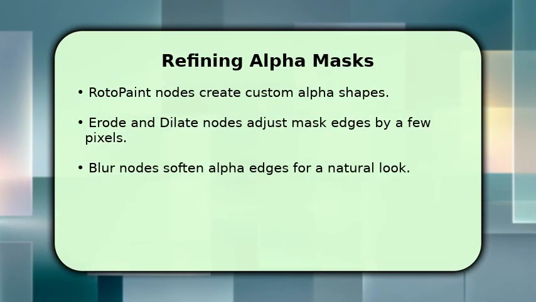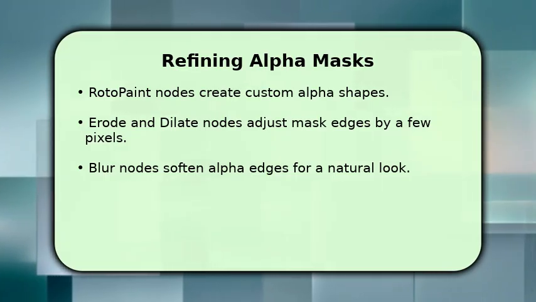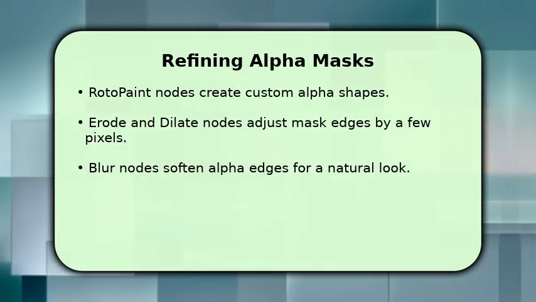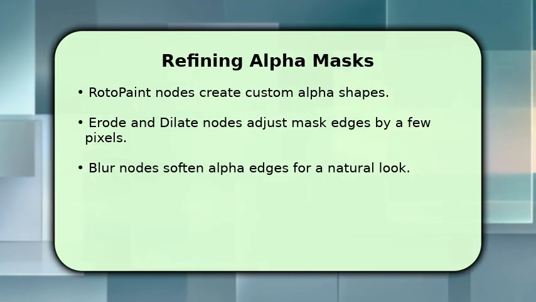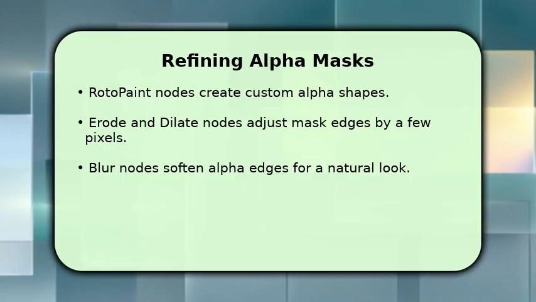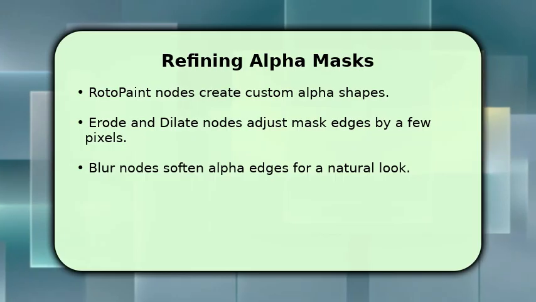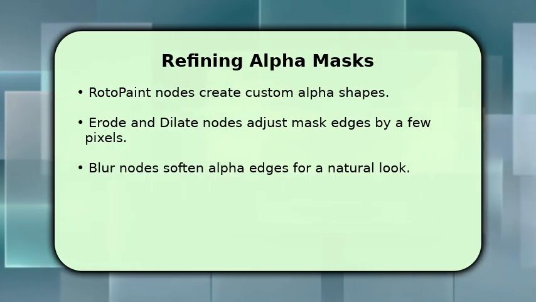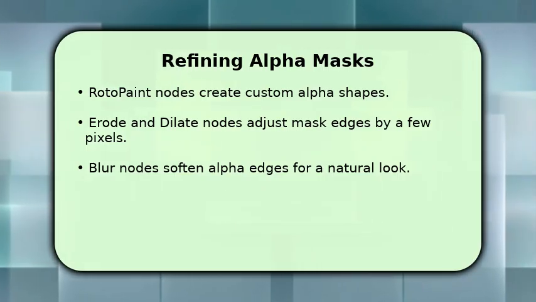Once you have an initial alpha, you'll often need to refine it. Roto paint nodes are excellent for drawing precise masks or cleaning up existing ones, giving you pixel-level control. To adjust the size of your mask, use erode or dilate nodes, which can expand or shrink the alpha by a few pixels. Finally, apply a blur node to soften the edges of your alpha, ensuring a more natural and integrated look within your composite.